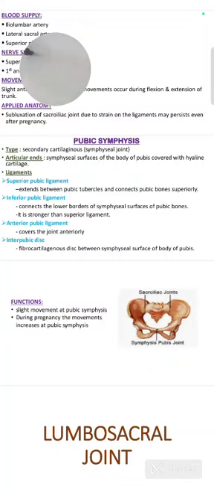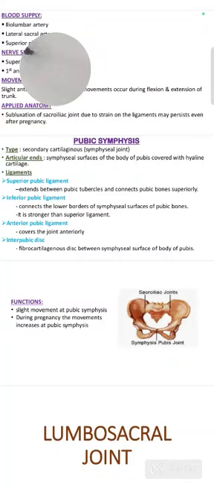interpubic disc. So these ligaments are named according to their location. The superior one is located superiorly, the inferior ligament is located inferiorly, the anterior ligament is located anteriorly, and the interpubic disc is the fibrocartilaginous disc, which is located in between the pubis in the midline.